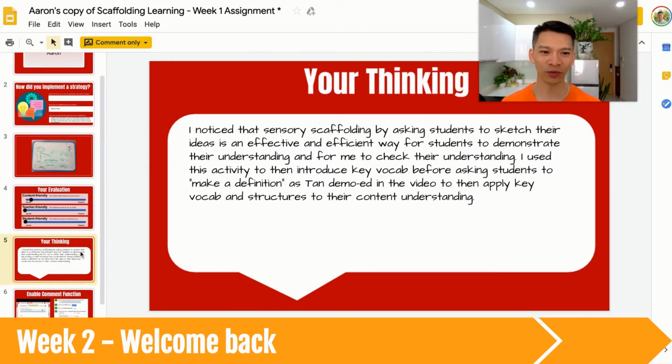And I actually want to read this to you. I like this a lot. "I noticed that sensory scaffolding by asking students to sketch their ideas is an effective and efficient way for students to demonstrate their understanding and for me to check their understanding. I use this activity and then introduce key vocabulary words before asking students to make a definition, as Tan demoed in his video, to then apply key vocabulary and structures to their content understanding."